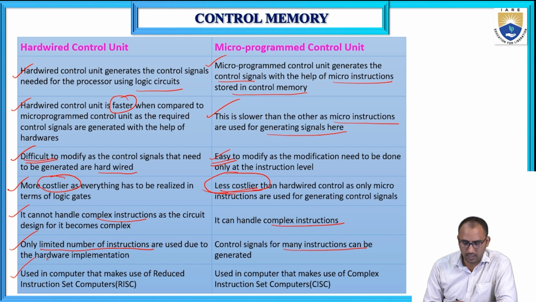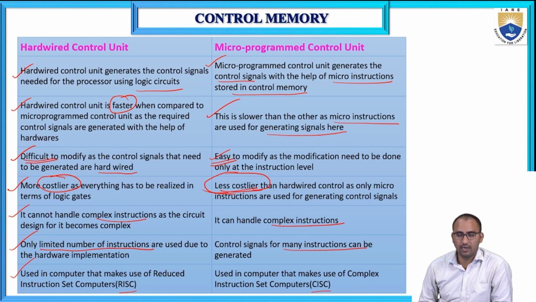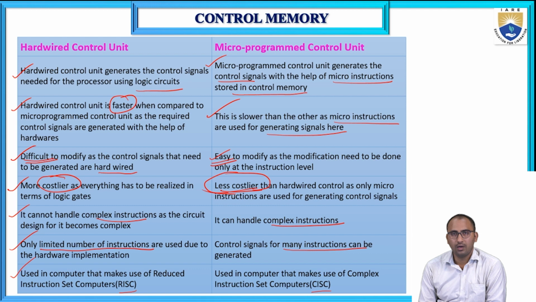And the last difference: the hardware control unit is used in computers that make use of RISC, reduced instruction set computers. The microprogrammed control unit can be used for complex instruction set computers, that is, CISC based computers. Okay, so these are the differences between the hardware control unit and the microprogrammed control unit.